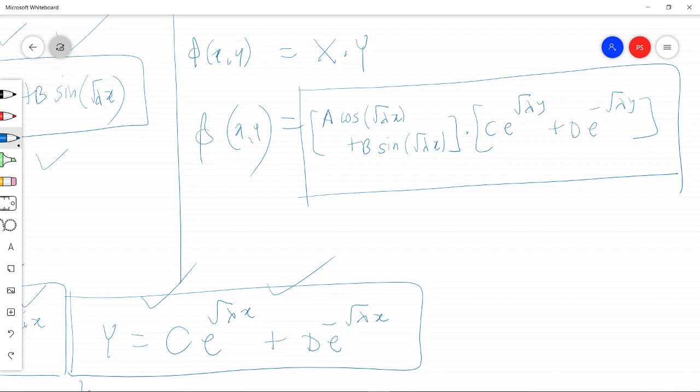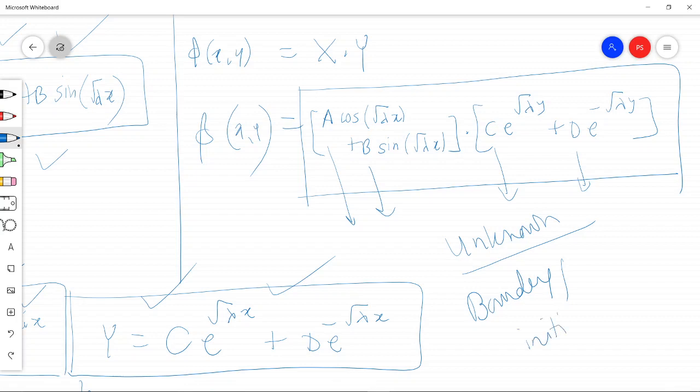Now, as was discussed in the previous case, these four constants A, B, C and D are yet unknown. If we are given the boundary conditions, or the initial conditions if a time derivative is involved, then we can get to know the values of these unknown constants as well, and then we can derive the particular solution subjected to these particular boundary or initial conditions.